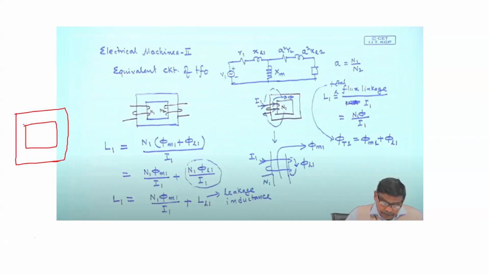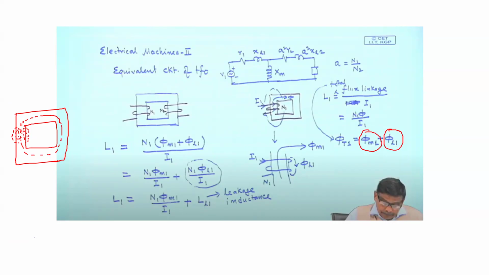So I'm just drawing the flux lines. Okay. So there will be some flux lines which will be linking both the coils. And there will be some flux lines which are just leaking in the air. These flux lines which are leaking in the air, which are not linking any winding, are called leakage flux, phi L1, and this is the mutual flux, phi M1, which is linking both the windings.